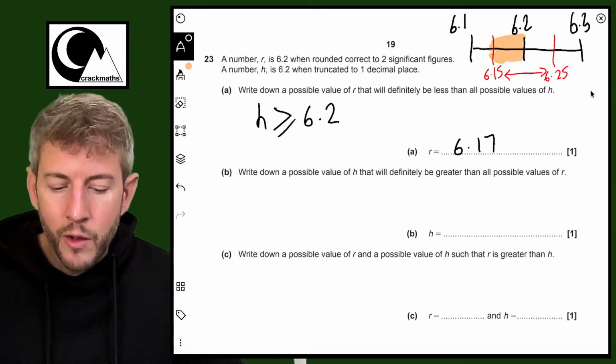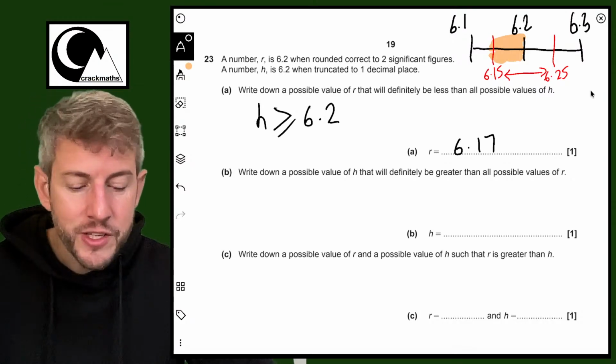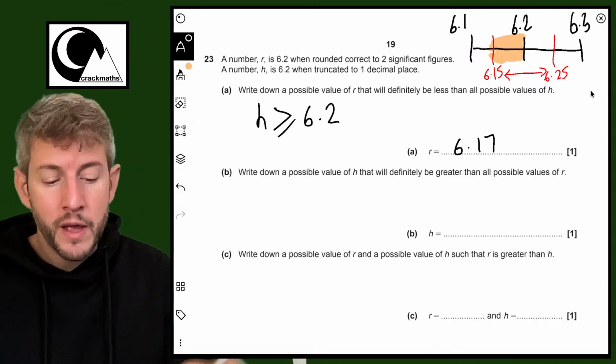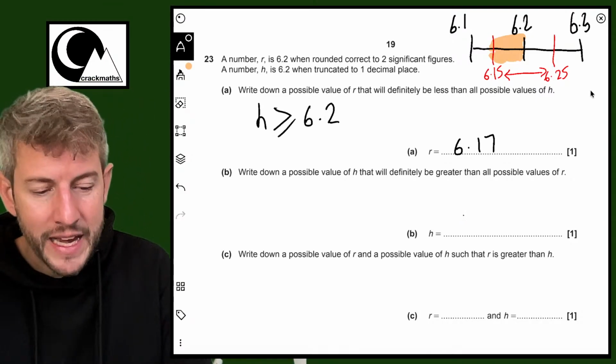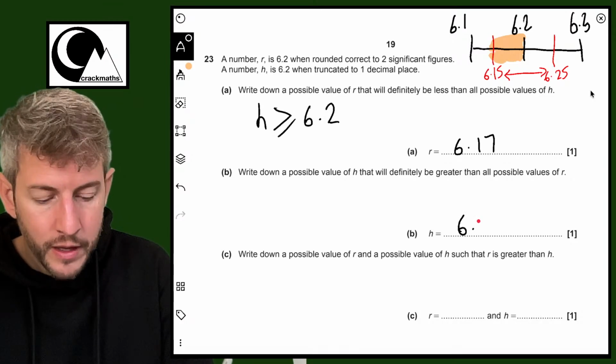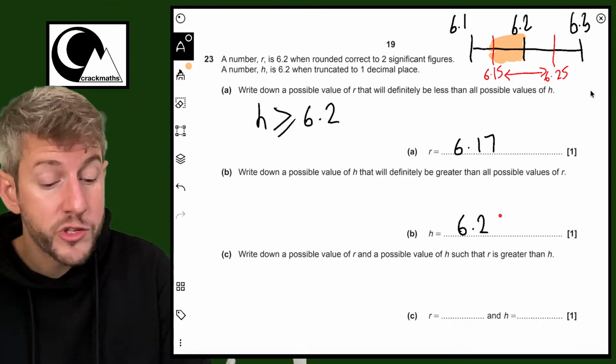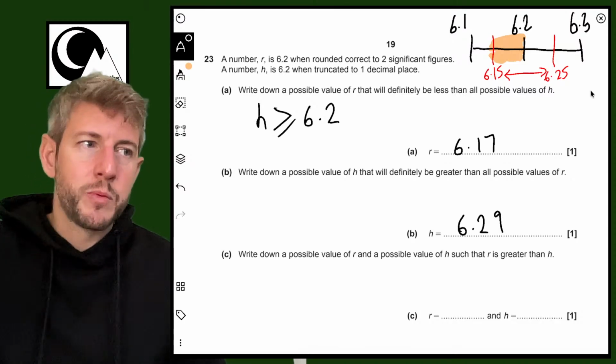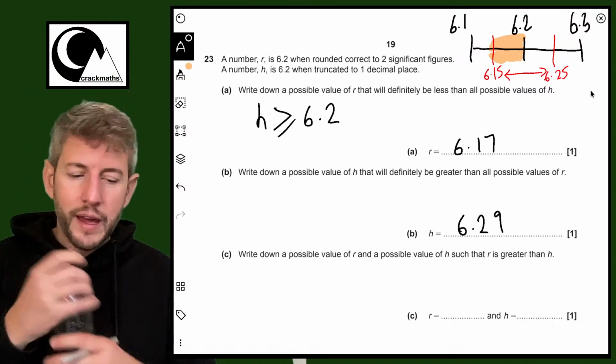Okay, b. Write down a possible value of h that will definitely be greater than all the values of r. So h could have been 6 point anything. So let's say h was 6.29, okay? There was no way that r ever could have been 6.29. So that's what we've got there.